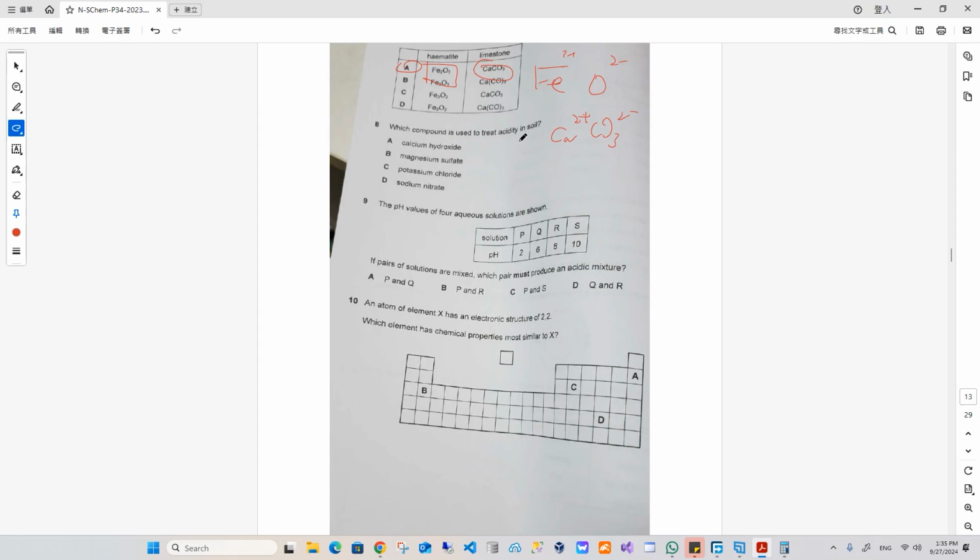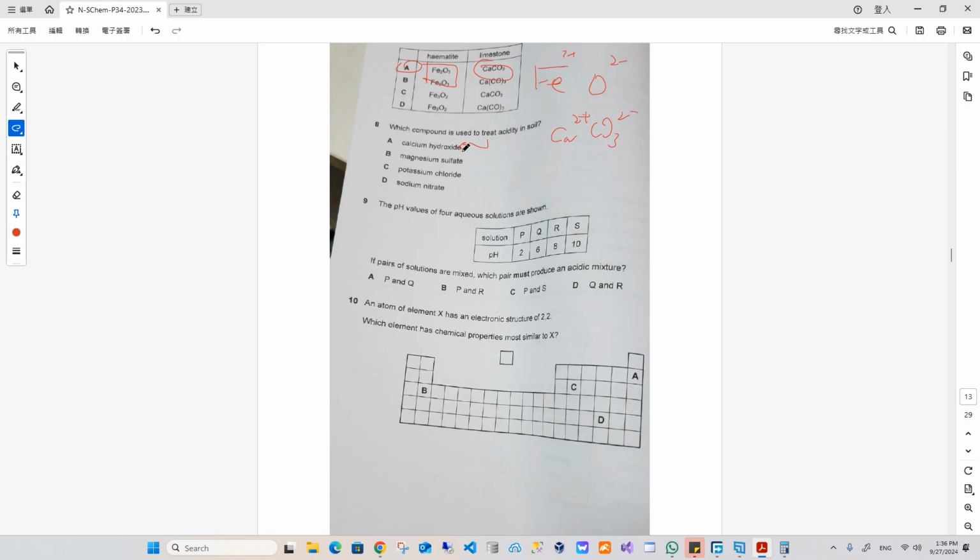What compound is used to treat acidity in soil? Acidity in soil means we need something that can neutralize acid slowly. It's not like we pour everything in, it all reacts and the soil becomes too alkaline. So it should only react with acid where needed. Carbonate actually is the best choice, but we don't have it. So calcium hydroxide is the standard thing we put on the ground to treat acidic soil.